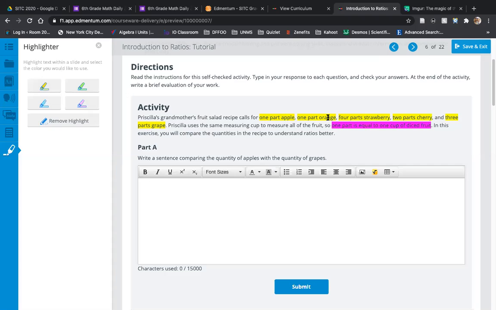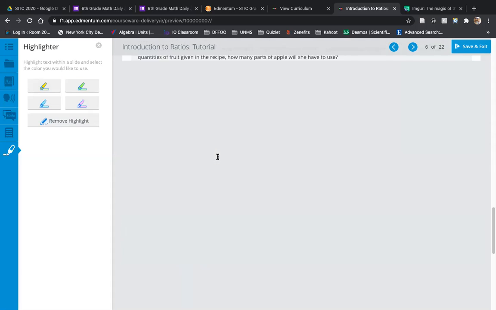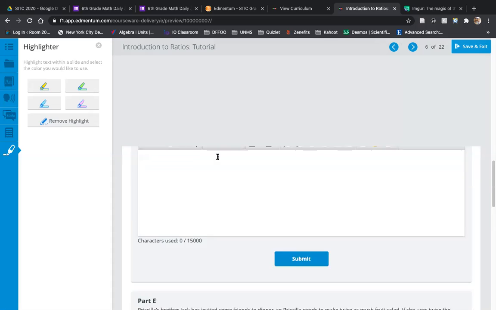Same thing for the oranges. You peel the orange, you chop it up: 1 cup of orange, strawberries, cherries, grapes, right? That's what 1 part means for each of those. So it says, in this exercise, you will compare the quantities in the recipe to understand ratios better, right? I'm going to help you with the first part and then you're going to try the rest yourself.